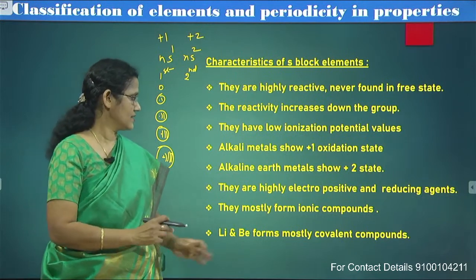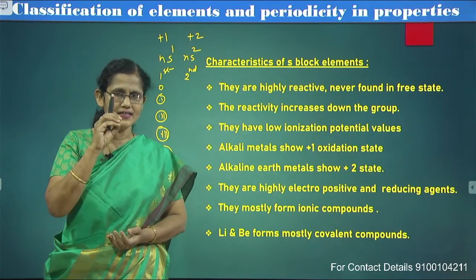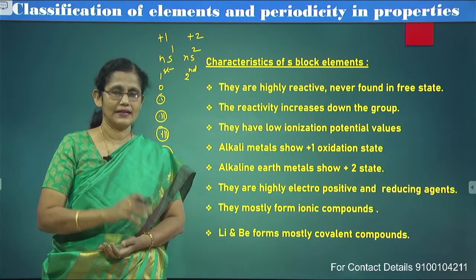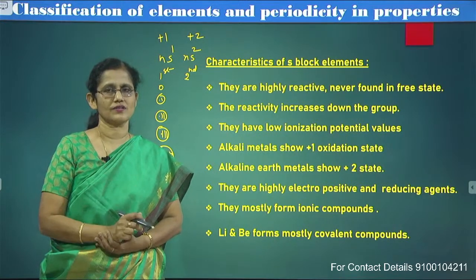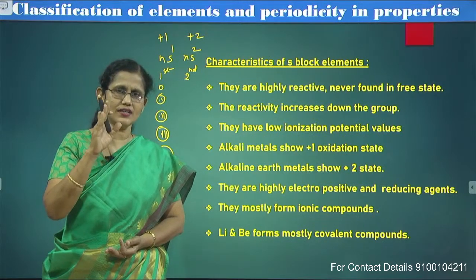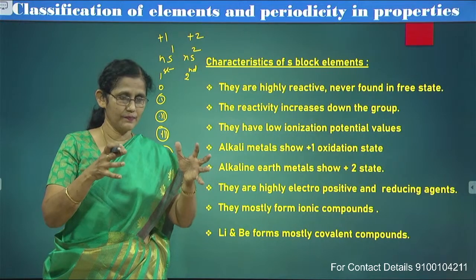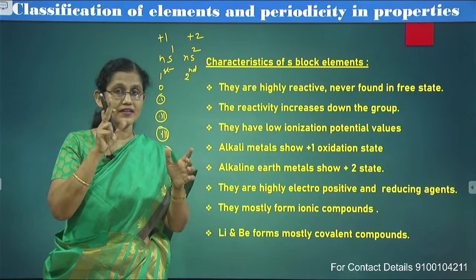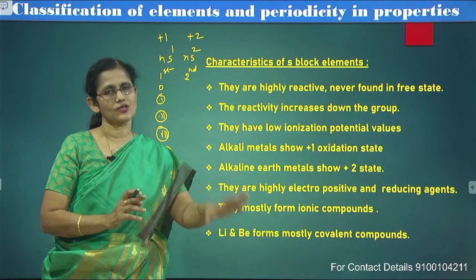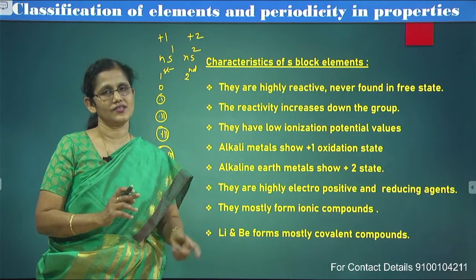oxidation states, right. So, they are electropositive. What does it mean? Tendency to lose electrons. What is electropositive nature? Tendency to lose electrons. They are good reducing agents. A reducing agent loses electrons. Why are they good reducing agents? They have big size, only 1 or 2 electrons in the valency shell. That is why they can lose electrons. They are electropositive, they are good reducing agents, right.